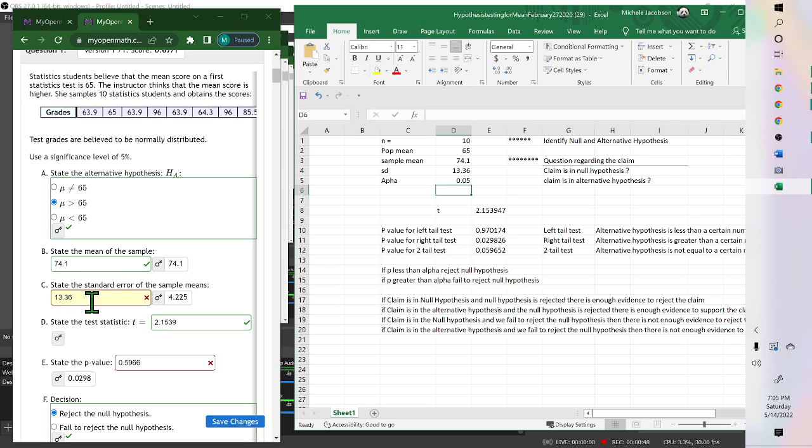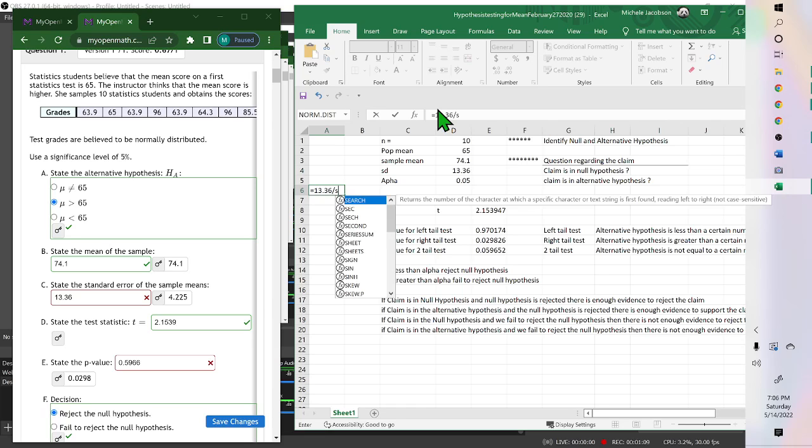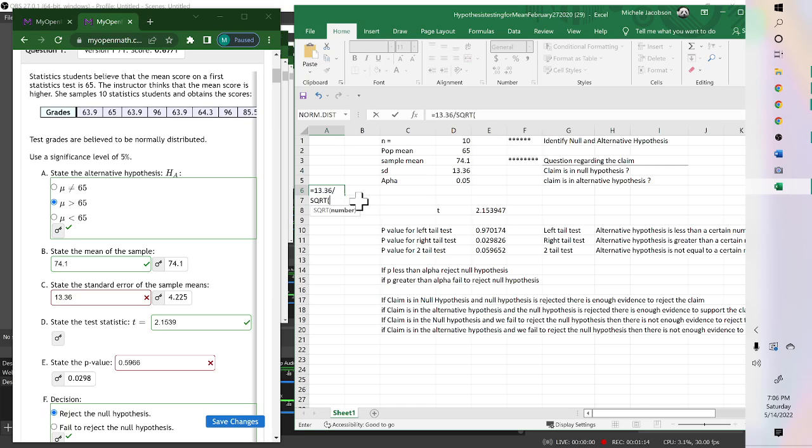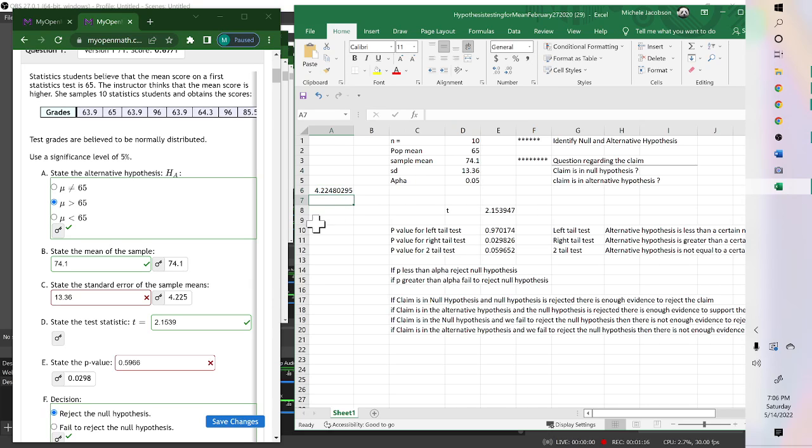Now here they weren't asking for the standard deviation, they're asking for the standard error of the means, which means, let me put it over here, put an equal sign. You take your standard deviation, 13.36, and divide by the square root of the sample size, which was 10. And that's how they got the 4.225. So it's just the standard deviation divided by the square root of n.